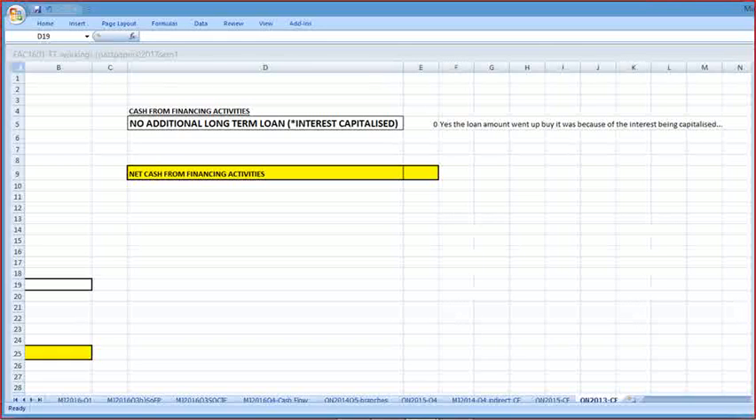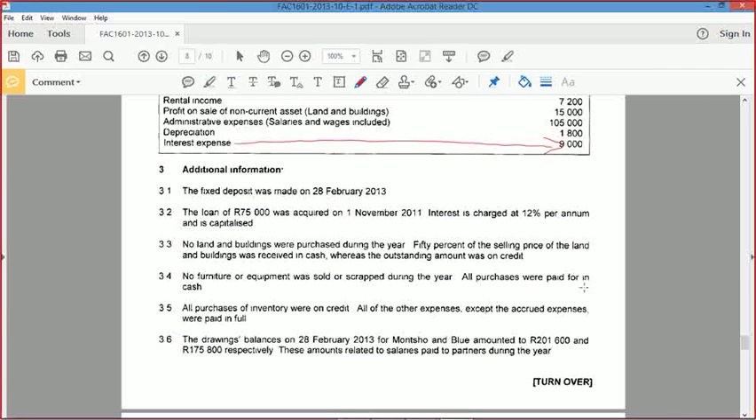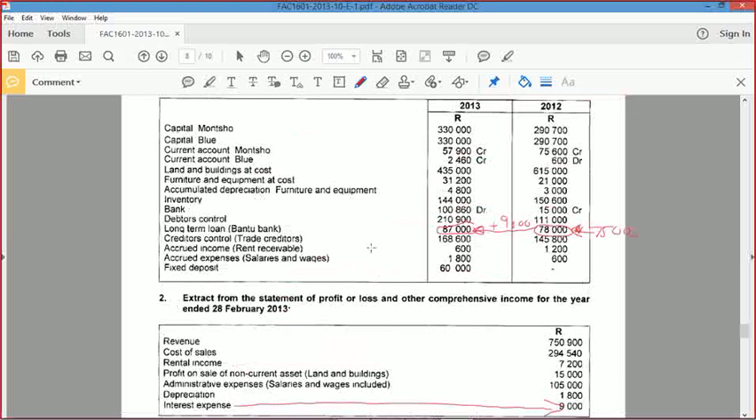Operating. What happened to your inventory? All purchases of inventory were on credit, so it will increase. Okay, so inventory has increased. So what happened to the cash flow? Positive or negative? No, you're looking at the wrong balance. Inventory decreased, not increased. Yes, it decreased.